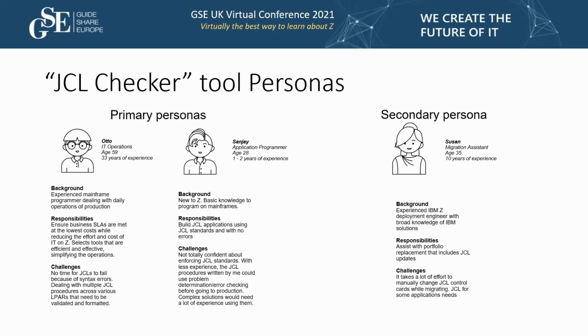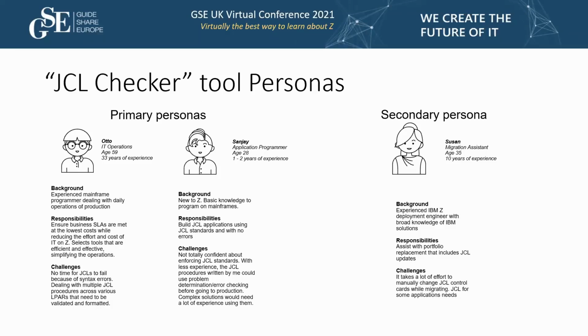The second primary persona we collapsed into IT operations, the schedulers or the operators, whose responsibility is not so much about writing the JCL, but more about ensuring that the business service level agreements are met at the lowest cost. Their challenge is to have the JCL running smoothly when executed, because a big chunk of them will be executed overnight, and they don't want to be called just for a JCL error. They deal with a high number of JCL procedures across different helpers, so they have the challenge to keep all of their environments under control.